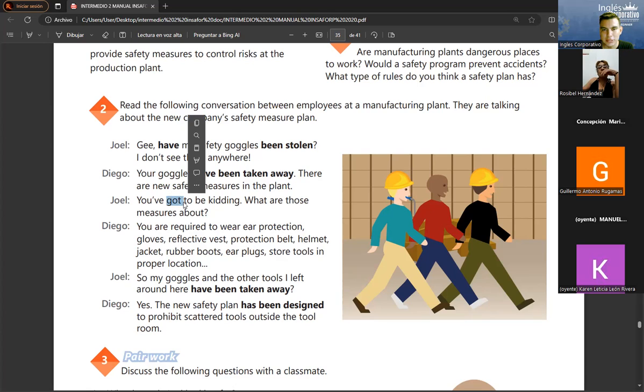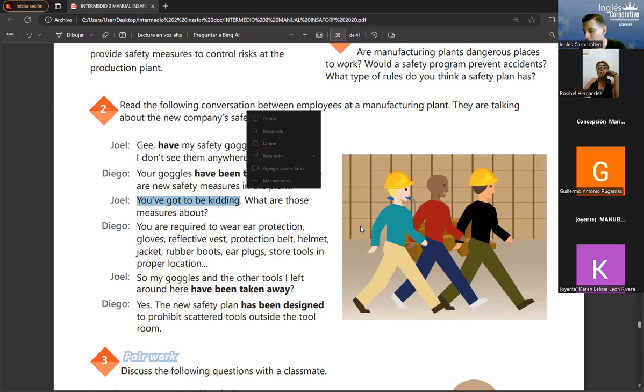Otra expresión podemos utilizar utilizando got. Tengo dos automóviles, I got two cars. I got a house. I got two friends. I got a cell phone. Significa posesión. I've got or I got. Acá lo que dice es, you gotta be kidding, como una forma de sorpresa. ¿Alguien investigó qué significaba you gotta be kidding?